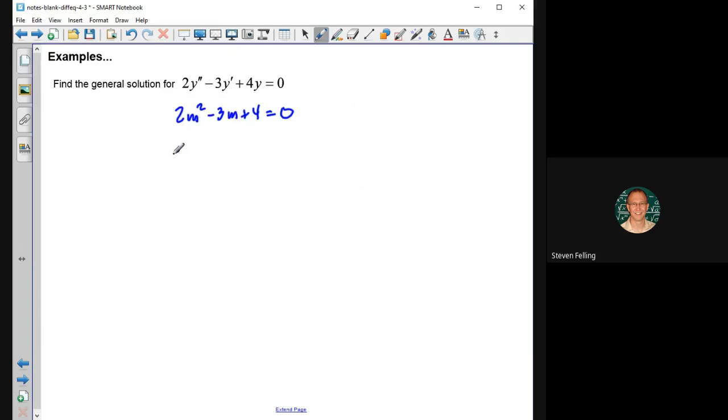So then we would resort to the quadratic formula and say, all right, m is going to be negative b plus or minus the square root of b squared minus 4ac, over 2a. So we end up getting 3 plus or minus the square root of, that turns out to be negative 23, over 4. So since we're taking the square root of a negative, this is going to involve imaginary numbers here. So that this is going to end up being 3/4.